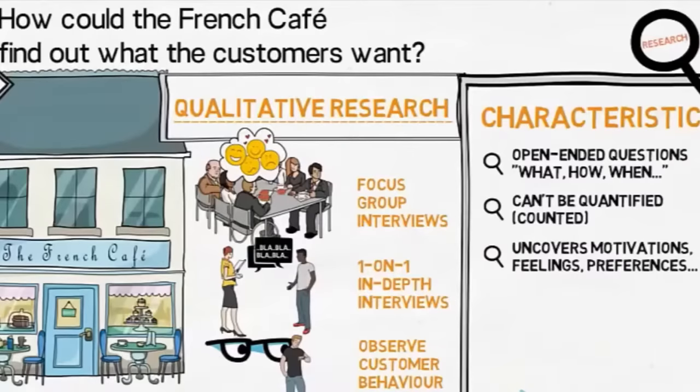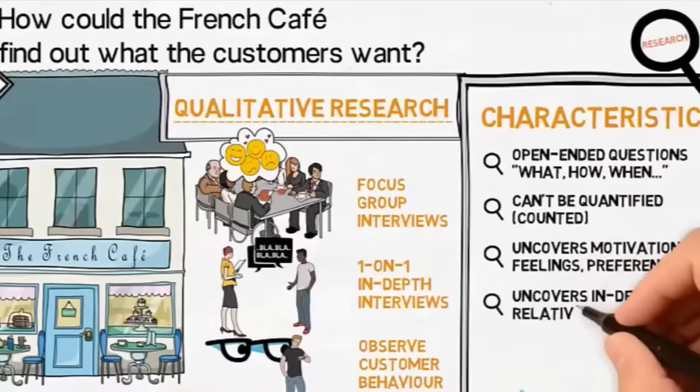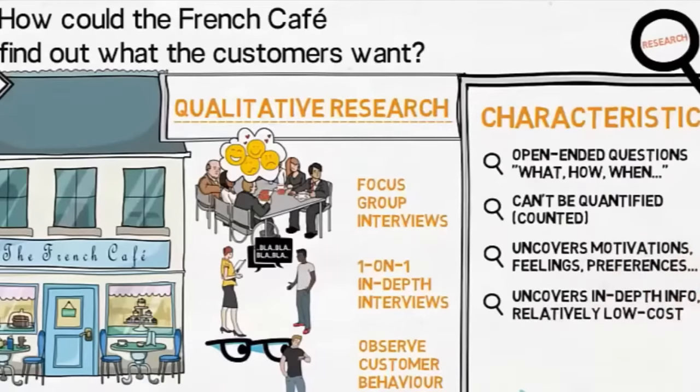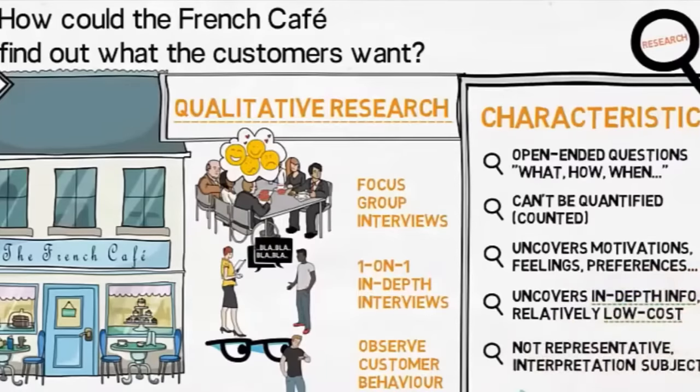The benefits of qualitative data are that it can uncover detailed, in-depth information from each respondent, and that it is often relatively low cost to carry out. However, the disadvantages are that only a few respondents are used and that they are unlikely to be representative of the entire target group. Results can be difficult to interpret, making the results subjective.